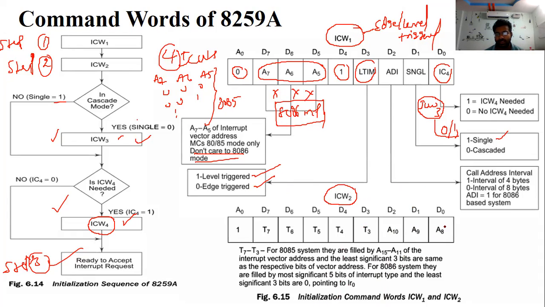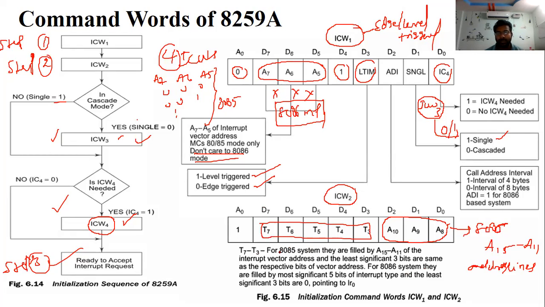So these three are connected to the 8085 microprocessor, and in the 8086 microprocessor, these are connected to the A15 to A11 lines, address lines. You understand? Address lines. Then what about this T3 to T7?